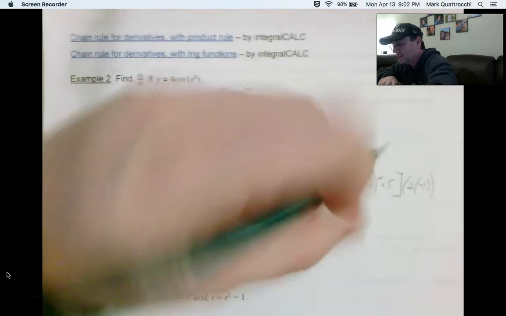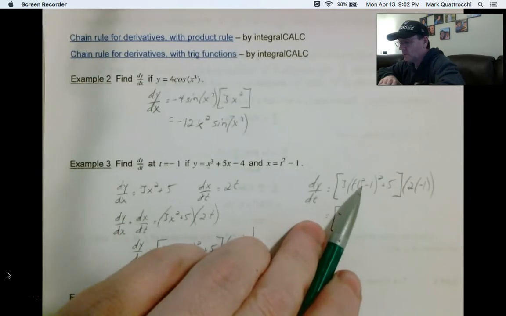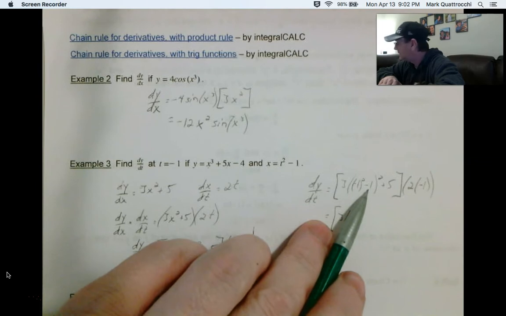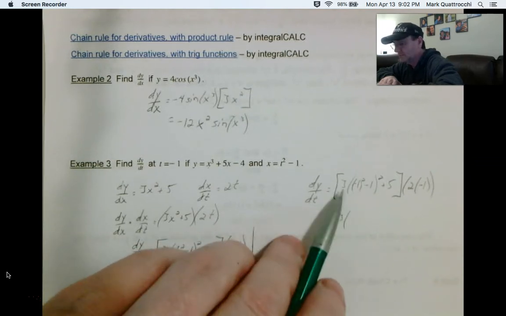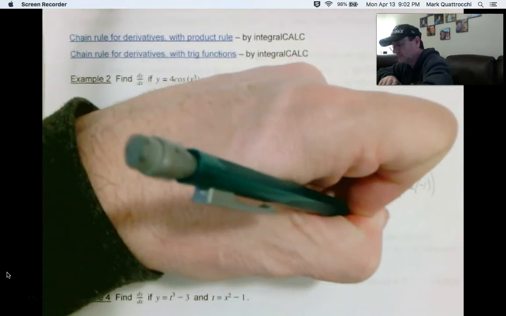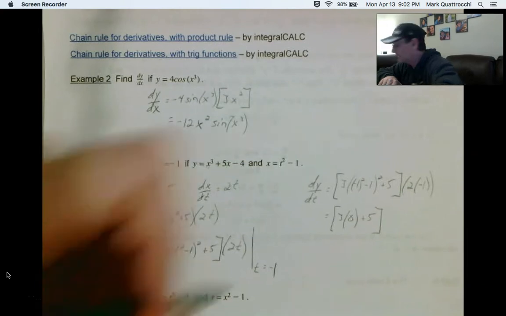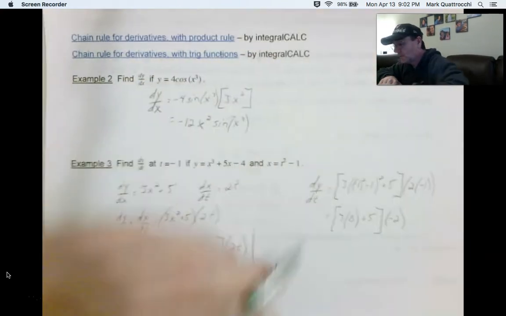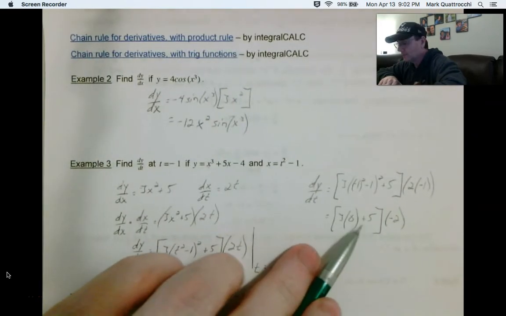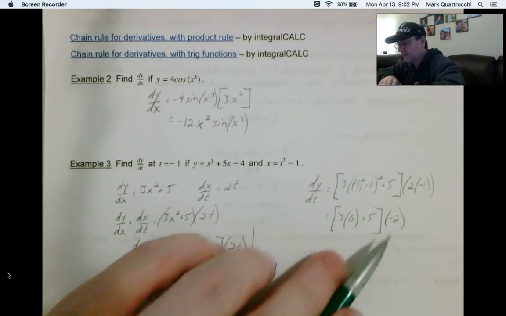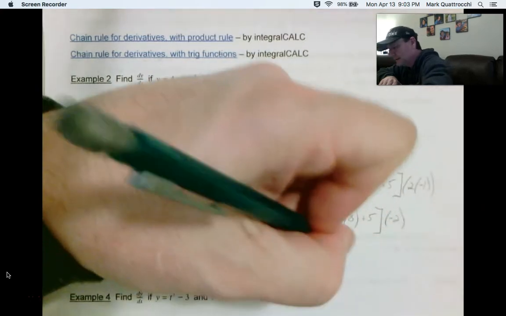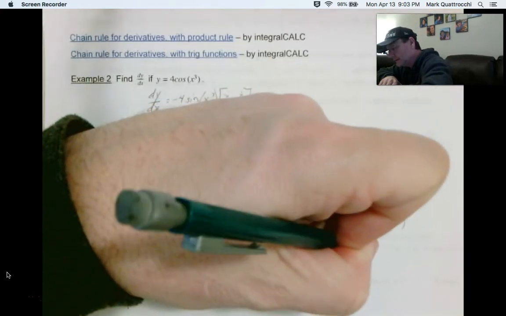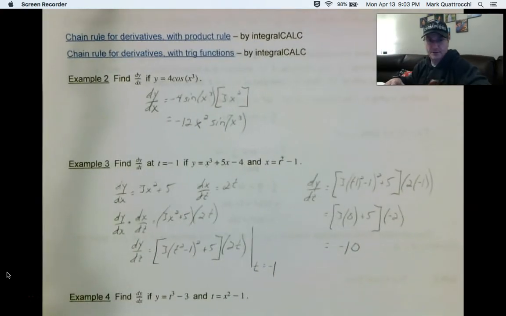3 times negative 1 squared is 1, minus 1 is 0, squared is 0, plus 5, times negative 2. 3 times 0 is 0, plus 5 is 5, times negative 2, negative 10. There's our answer to example 3.